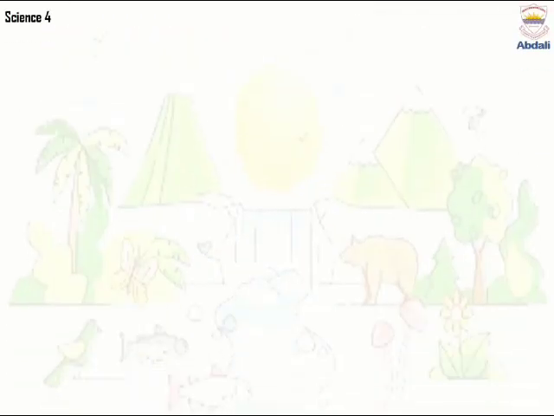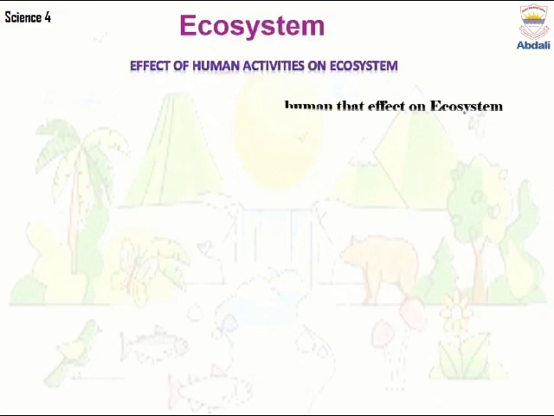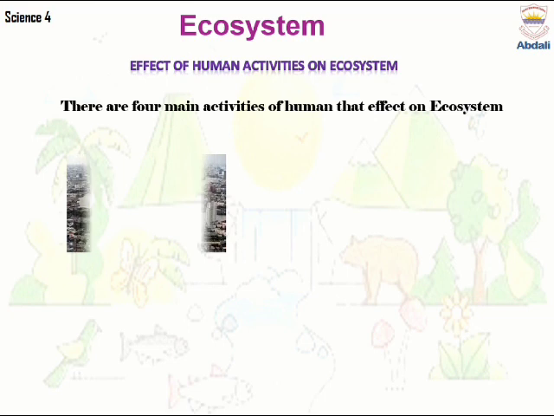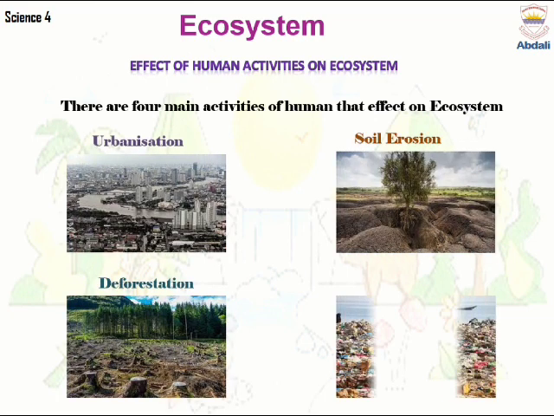Dear students, our today's topic is the effect of human activities from the lesson Ecosystem. There are 4 main activities of humans that affect the ecosystem: urbanization, soil erosion, deforestation, and pollution.